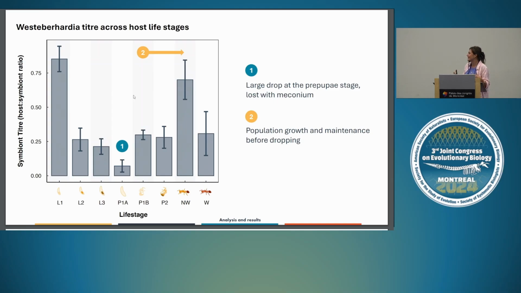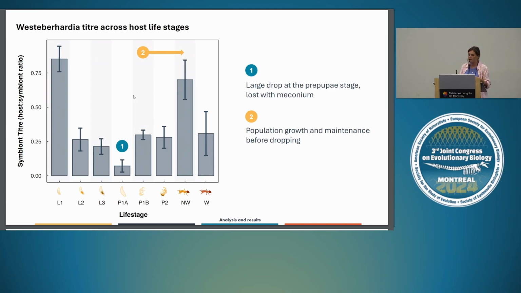So that's when the meconium is voided, so when it gets rid of its gut. And so we think it either loses some of the bacteria or damages the bacteriocytes in that process, so it loses a lot of it. And then there's a rapid recovery that occurs throughout pupation and then into the newly emerged workers.